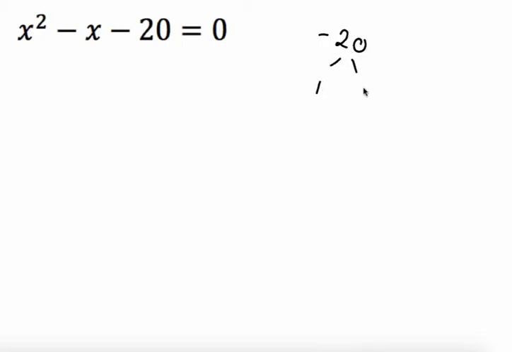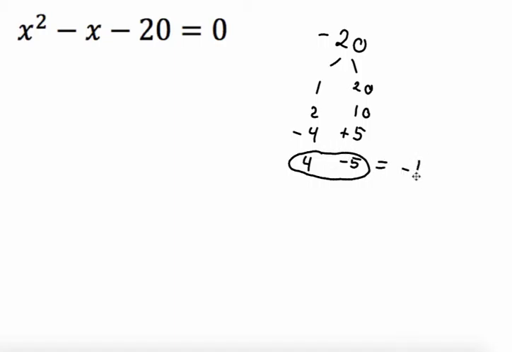And so I start listing out the pairs. There's 1 and 20. There's 2 and 10. 3 doesn't go in, but 4 goes in 5 times. Now, one of these has to be negative. Either we have a negative 4 plus 5, or we have a positive 4 and a minus 5, because to get a negative product, I need a negative times a positive, or a positive times a negative. Now, which of these combinations gives me a sum of negative 1? Well, in this case, it is this last pair right here, 4 minus 5, because 4 minus 5 is minus 1.